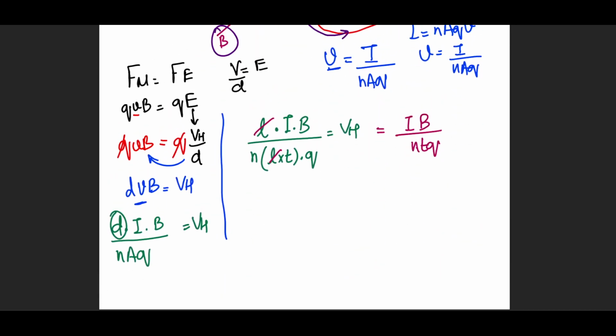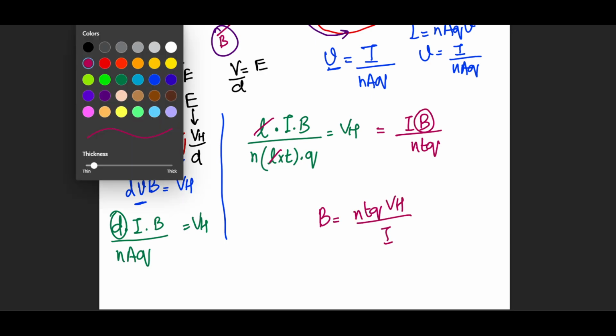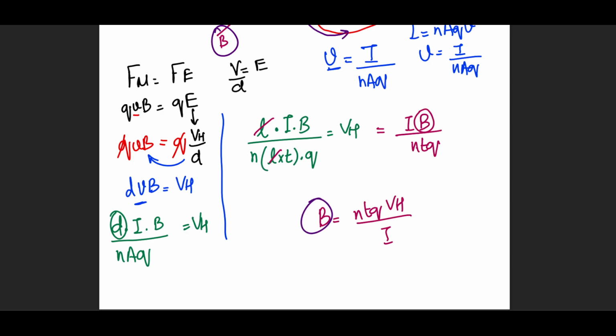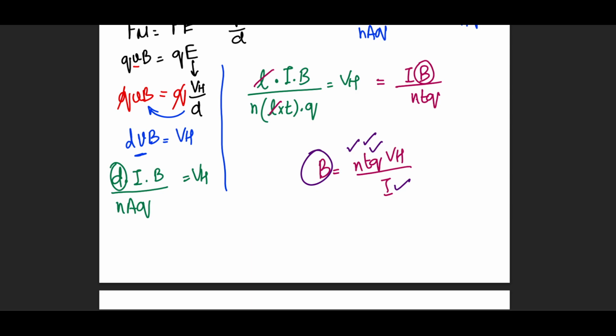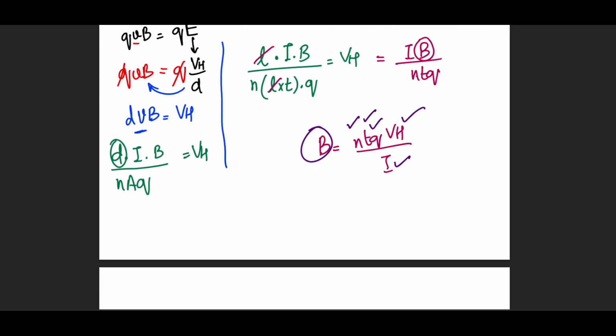Again, the purpose of this idea, why are we actually doing this? You see, if I make B the subject of the formula, what do we get? We get B equals NTQ VH divided by the current I. What we are trying to do is find out the magnetic flux density. We don't have equipment to measure this. You see, we know the charge density of the semiconductor we will use. We know the thickness of the slice that we have used to mechanically construct this. We know the charge of the electron that is moving through it. We know the current because we've connected an ammeter. We know the voltage because we've connected a voltmeter. So when all of this is measurable by physical quantities, we will measure them and then find the magnetic flux density directly or indirectly in this way.